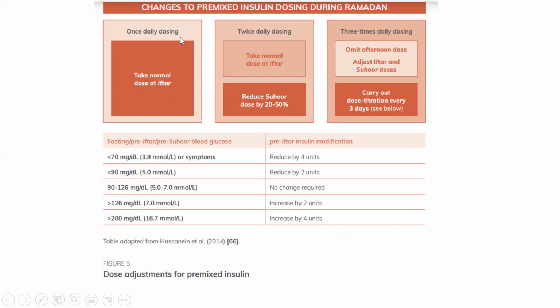If the patient is just on once daily dosing, take the normal dose at iftar. Very straightforward. If the patient is on twice daily dosing, take the normal dose at iftar, but reduce the suhoor time dose, which is the morning dose, by 20 to 50%. And for 3 times daily dosing, omit the afternoon dose. Of course, the patient will be fasting. Adjust the iftar and suhoor doses and carry out the dose titration every 3 days by the chart below.